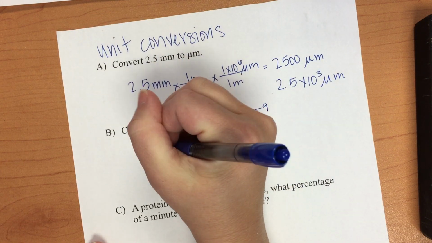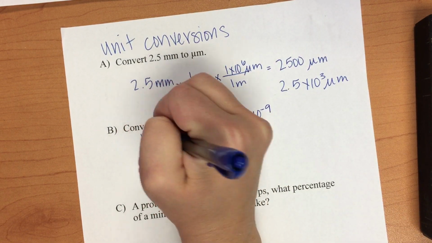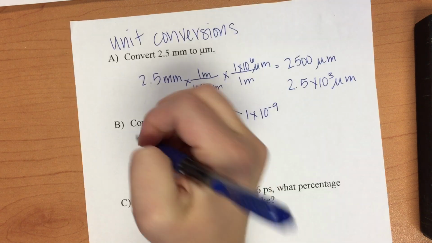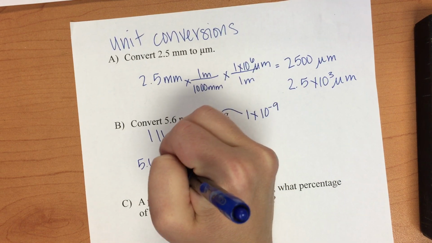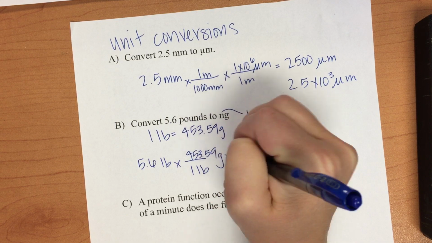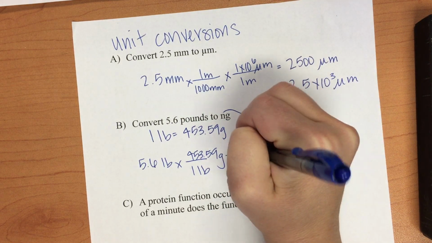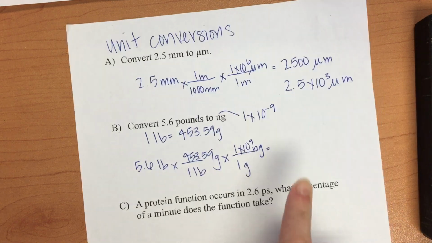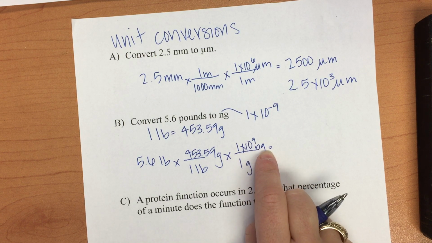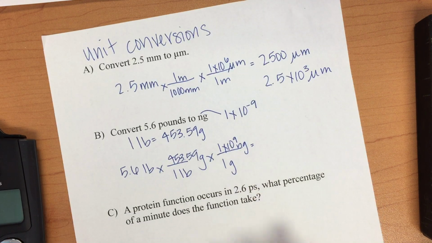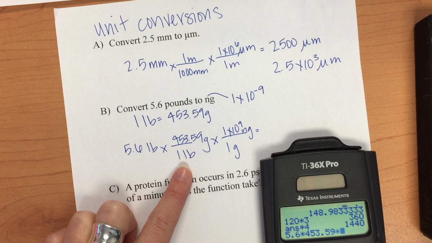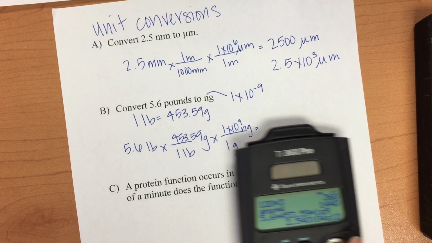So we need a unit conversion, which would be provided in my course, where 1 pound is equal to 453.59 grams. So in this case, we have 5.6 pounds times, in 1 pound, there are 453.59 grams. And in 1 gram, there are 1 times 10 to the 9th nanograms. Now, 1 nanogram is 1 times 10 to the negative 9th grams. But there are 1 times 10 to the 9th nanograms in 1 gram. And so when we plug this into our calculator, what we get is 5.6 times 453.59 times 1 to the 9th. We get 2.54.